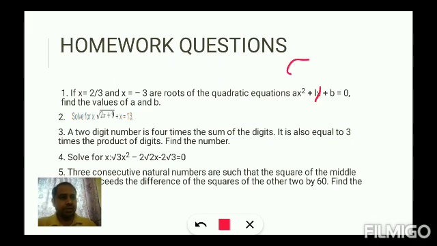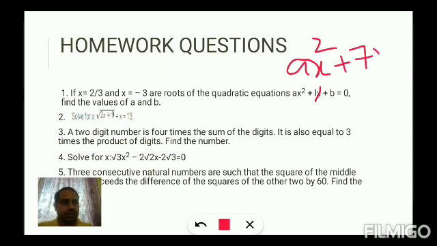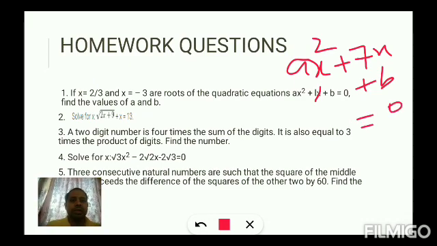That means the equation is ax square plus 7x plus b equals 0. Got it? That means if x equals 2 by 3 and x equals minus 3 are the roots of the quadratic equation ax square plus 7x plus b equals 0, then find the values of a and b.